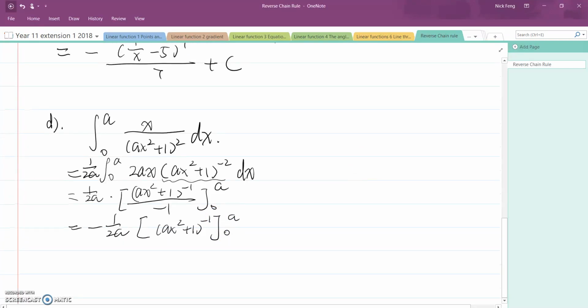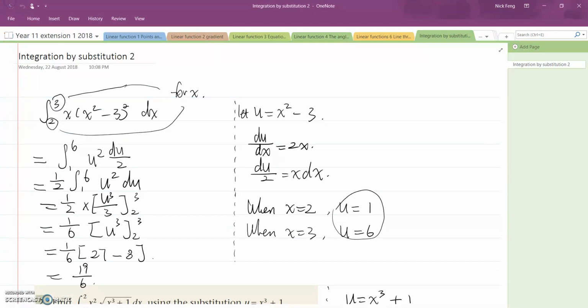Now, you can do what I did before by putting the negative in to swap the boundary. That's what I normally will do. (ax squared plus 1) to the power of negative 1, swapping the boundary. Put 0 in, that's 1. 1 to the power of negative 1 is 1. Put a in, minus, put a in, a to the power of 3 plus 1.